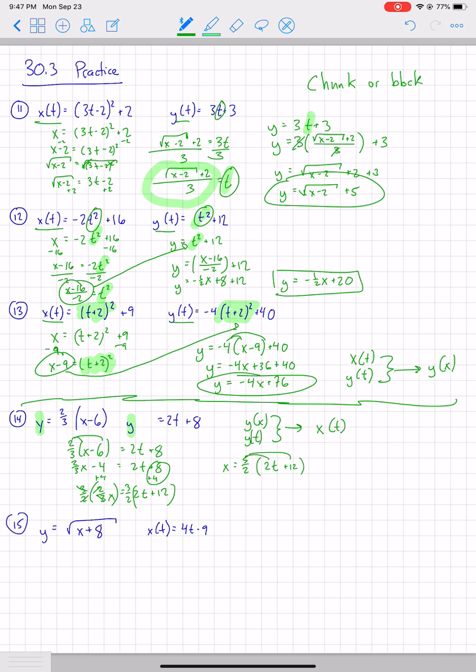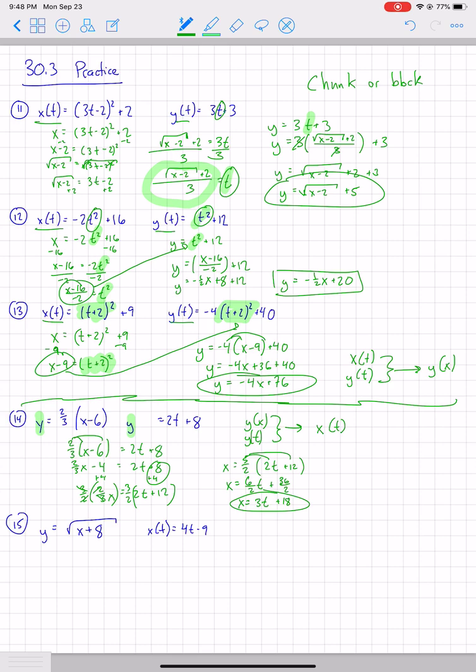So if we distribute that, we would get x is equal to 6 over 2t plus 36 over 2. And we can definitely simplify those fractions to get 3t plus 18. So that should be our answer for number 14. And I don't think we got to this at all when we were checking our answers.